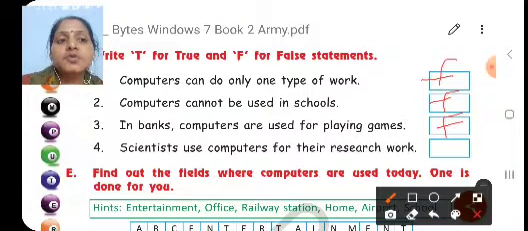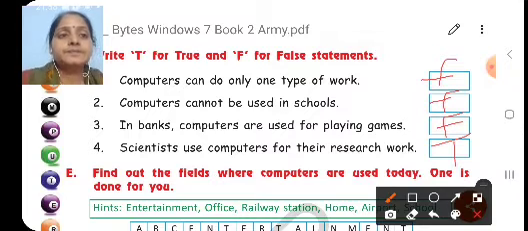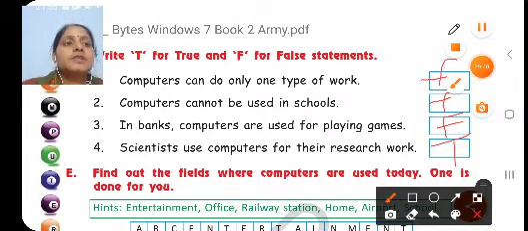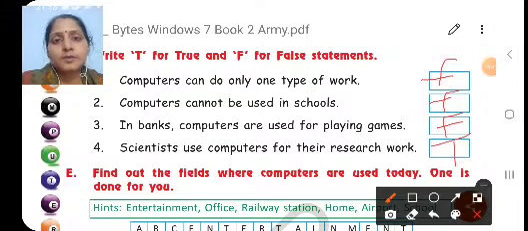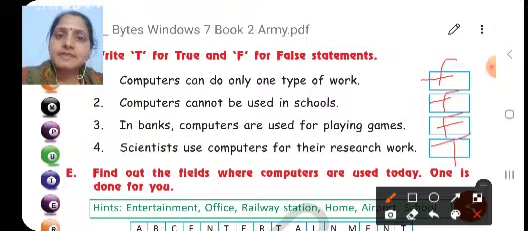Scientists use computers for their research work. As we know children, scientists use computers for their research work, so this is true, and you will write T for true here. So children, with this we have completed question number F also. So children, you will write all these questions, these exercises in your book itself, and question answers we will be writing using the board in our next video. So don't write question answers, we have discussed it, we will be writing it in our next video.